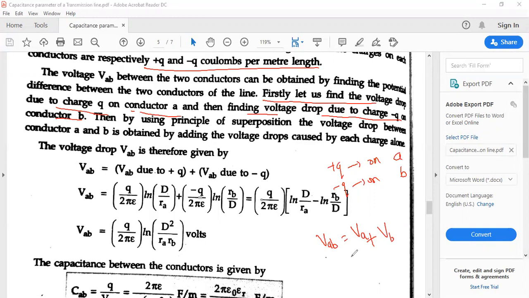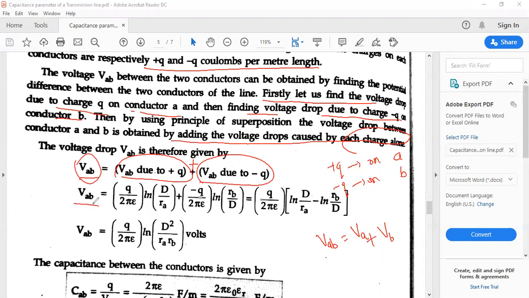Again, we are going to take the principle of superposition. The voltage drop between conductor A and B is obtained by adding the voltage drop caused by each charge alone. Each charge will cause an individual voltage drop. So VAB due to plus Q and VAB due to minus Q, if I add both of them, I'll get VAB at the end, which is the voltage drop across the two conductors.